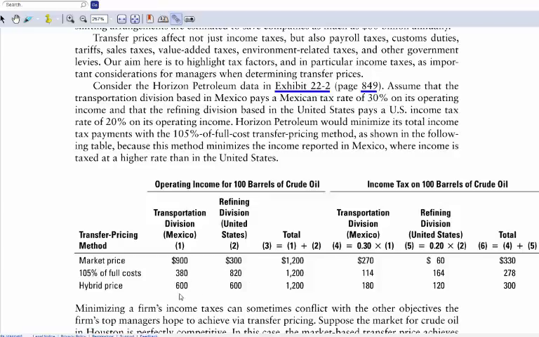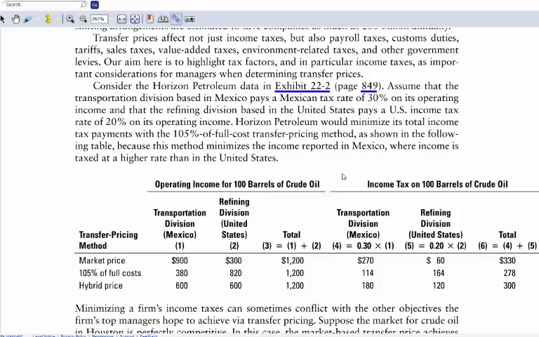And then finally, under that hybrid one, it was $600 and $600 operating income. Basically, we split that total. Again, you'll notice that the total operating income for the two subunits of that corporation together always equaled $1,200. It did not change. So under our hybrid one, they split it.